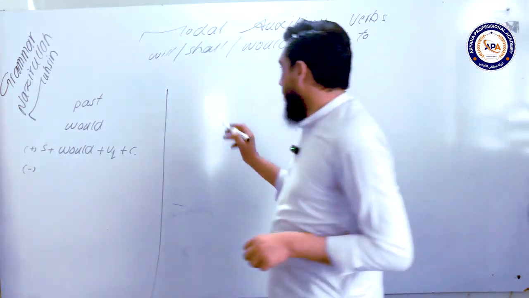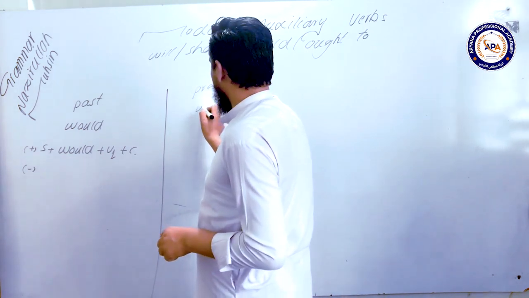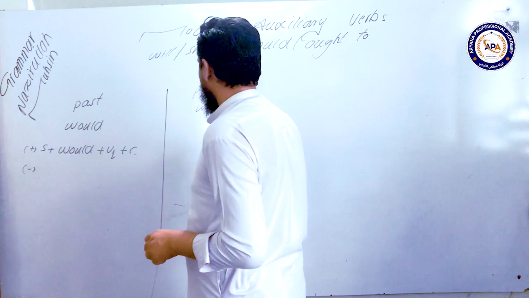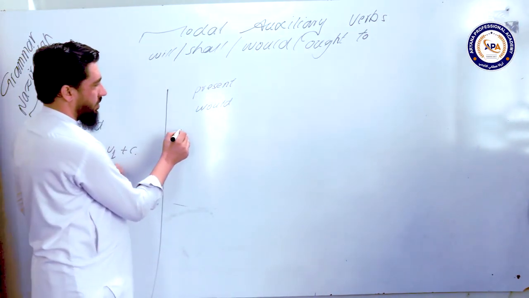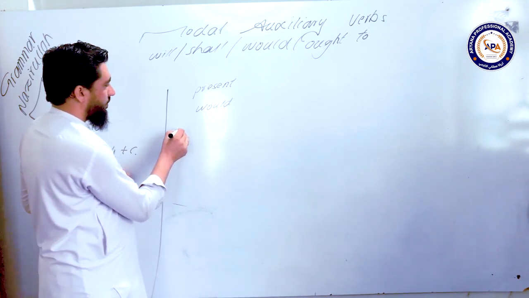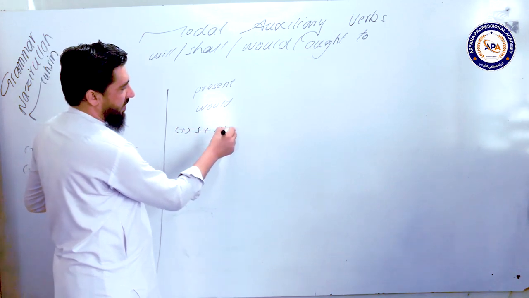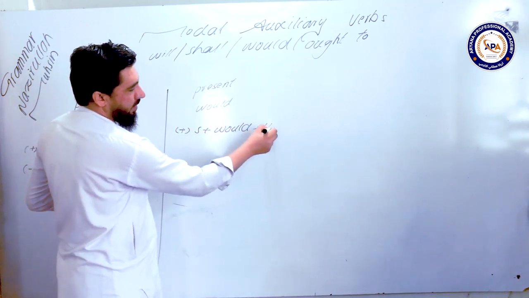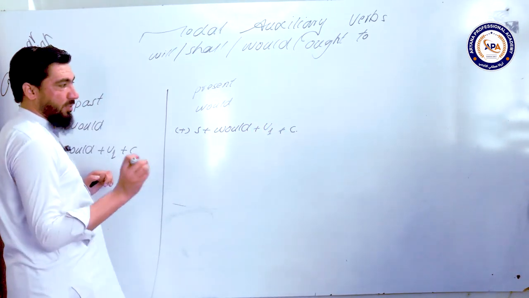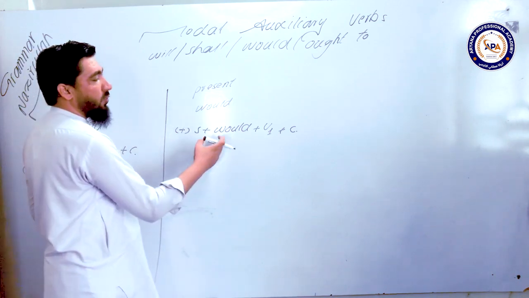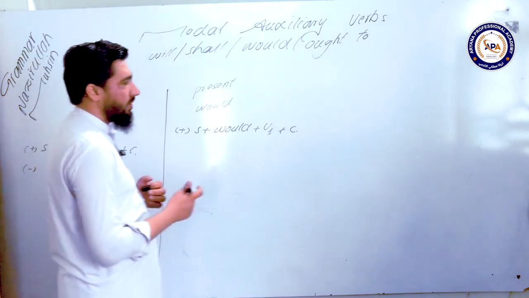Okay. In the present, we can use would for polite request or suggestion. Subject plus would plus base form of the verb plus complement. I just wrote the positive structure, but you should understand that for polite request, we use it in an interrogative sentence. Then you have to use would at the beginning before the subject.